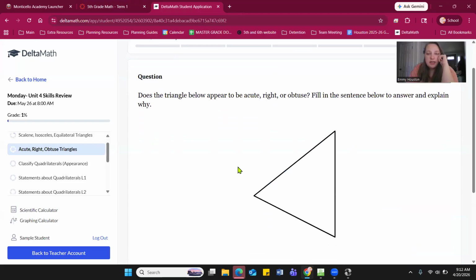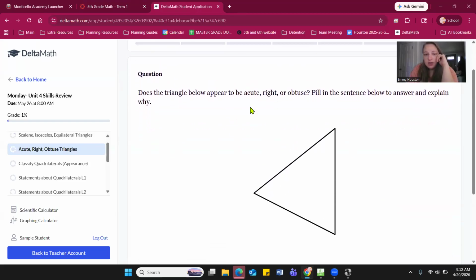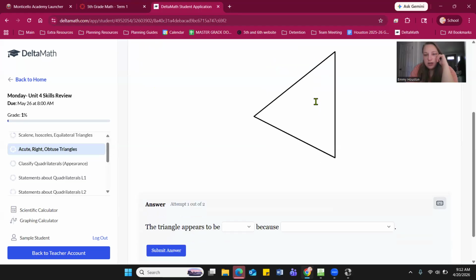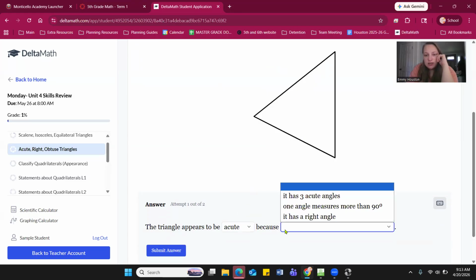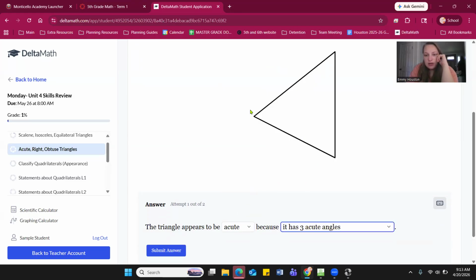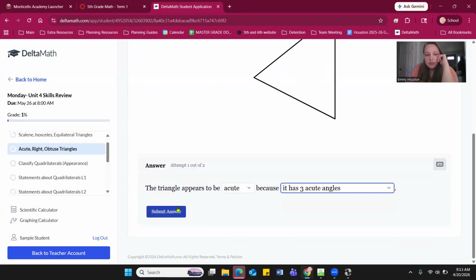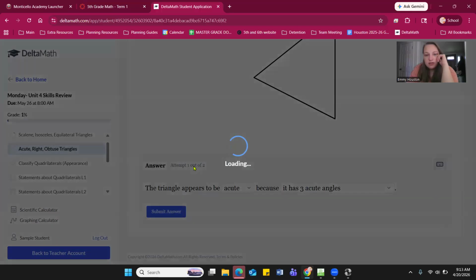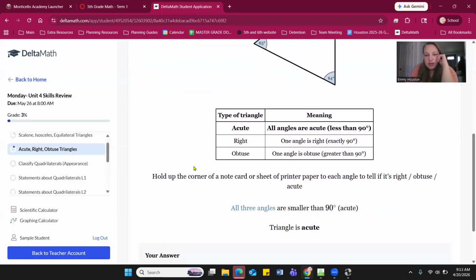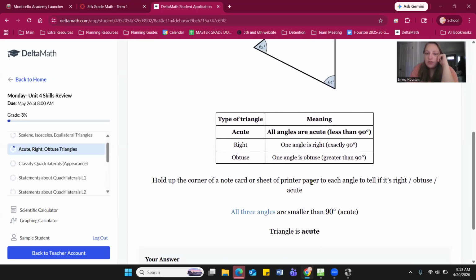And then same idea here, just with the angles instead of the sides, so acute, right, or obtuse. If I look at these angles, this triangle appears to be acute because it has three acute angles. Remember, acute is less than 90, so less than a right angle. And then same thing, you can copy this down if you get confused and you need something to look back at. So that's the first ones.